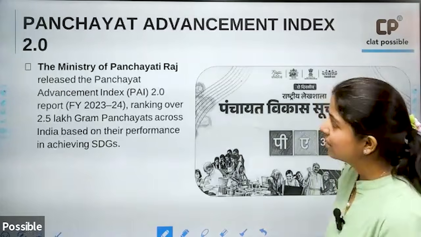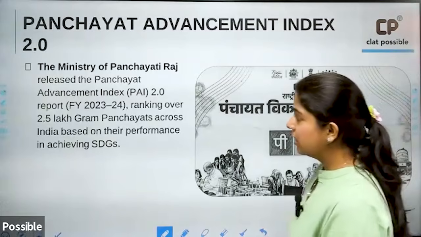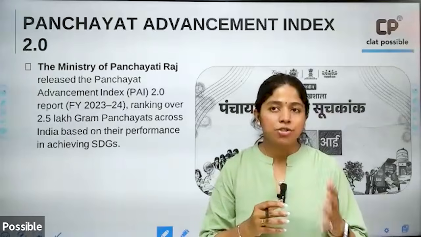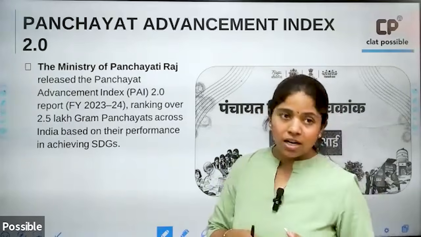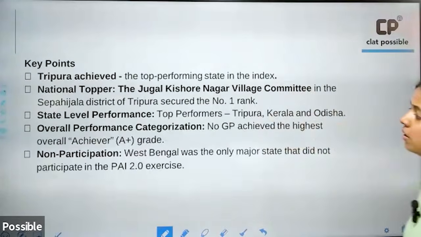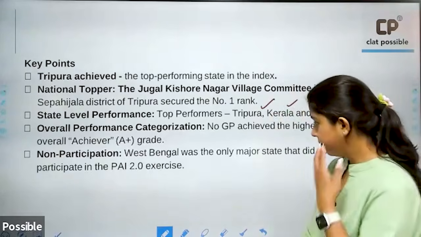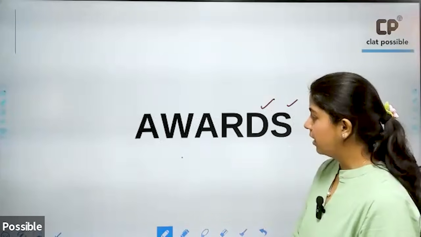All right. Then coming to indexes, we have one most important, which is the Panchayat Advancement Index. As per this index, it basically measures the achievements and works undertaken by the panchayats in the country on 9 local sustainable development goals, and it is undertaken by the Ministry of Panchayati Raj. The national topper was the Jugal Kishore Nagar Village Committee in Tripura. Top performing state was Tripura, followed by Kerala and Odisha. And West Bengal was the only major state that did not participate in the Panchayat Advancement Index.